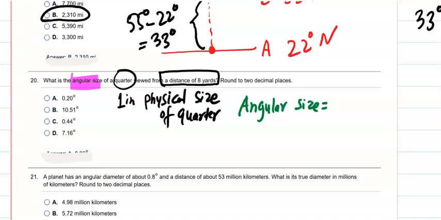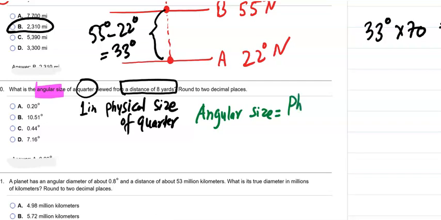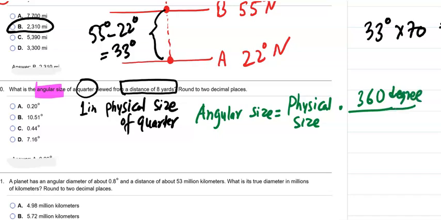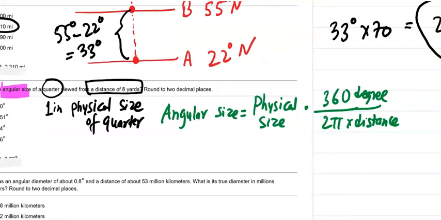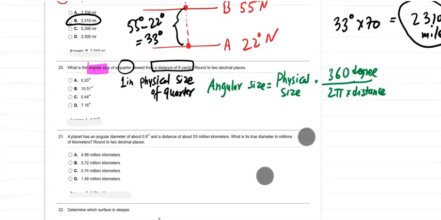equals physical size times 360 degrees divided by 2 pi times distance. That's the formula. Again, this formula is given. You have to find it on the list with the other formulas for volume and surface area. Those formulas are together, and you can see this formula too. So that's the formula for angular size.